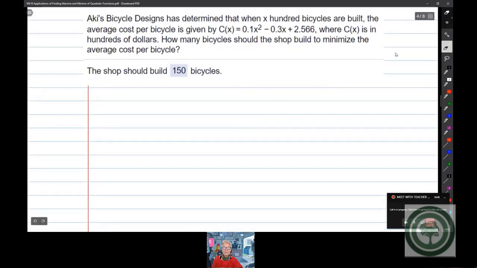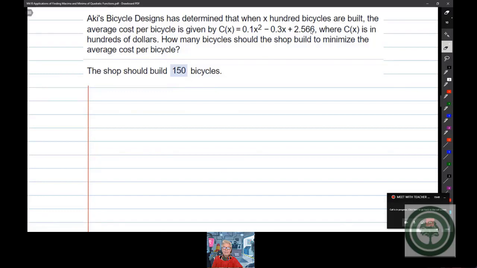Now, Aki's bicycle designs has determined that when X hundred bicycles are built, the average cost per bicycle, not the cost to us, but the cost to Aki to make the bicycles, is given by C of X equals 0.1X squared minus 0.3X plus 2.566. Now this is very close to what a real life cost function would look like with a lot of decimals. Real life is not pretty. It says C of X is in hundreds of dollars, and the bicycles X are in hundreds of bicycles. So we will have to remember that.